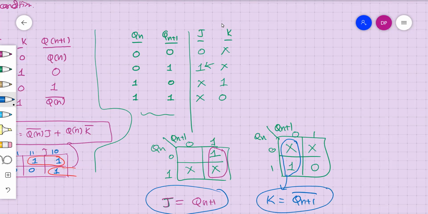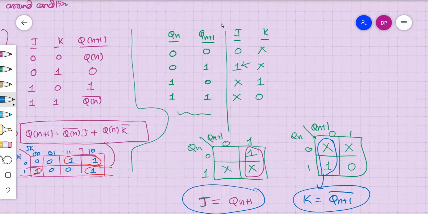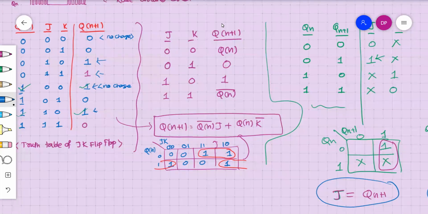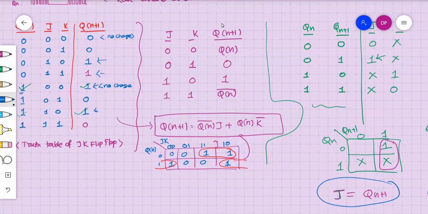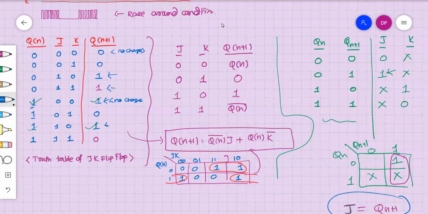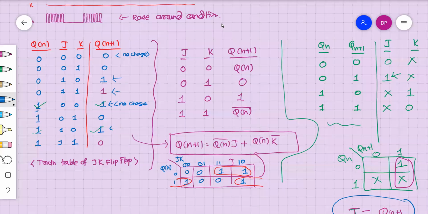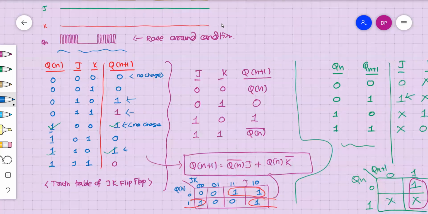So this is from the excitation table. So this is what it is all about the JK flip-flop. You need not confuse, I have explained in an easy manner. Go through this. What problem we found here is the race around condition.